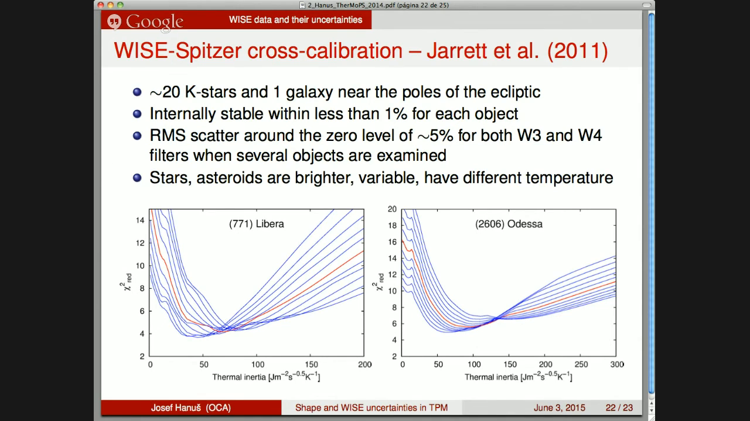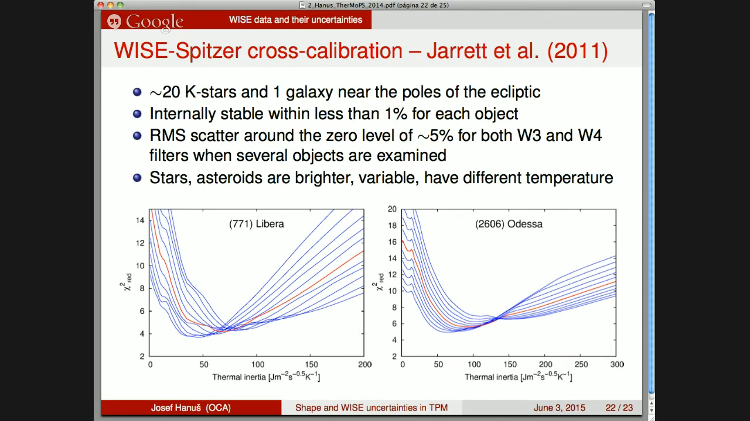So it means that some of the stars have a flux which is larger than it should be compared to Spitzer, but some of the stars are fainter. But it's not clear how it is for individual objects. So it's very difficult to tell that this asteroid is shifted this way or that way.